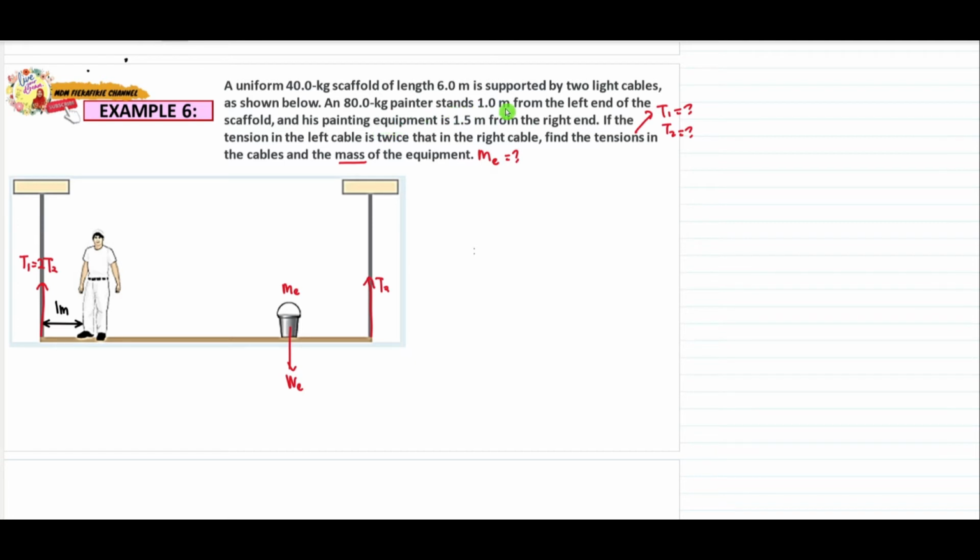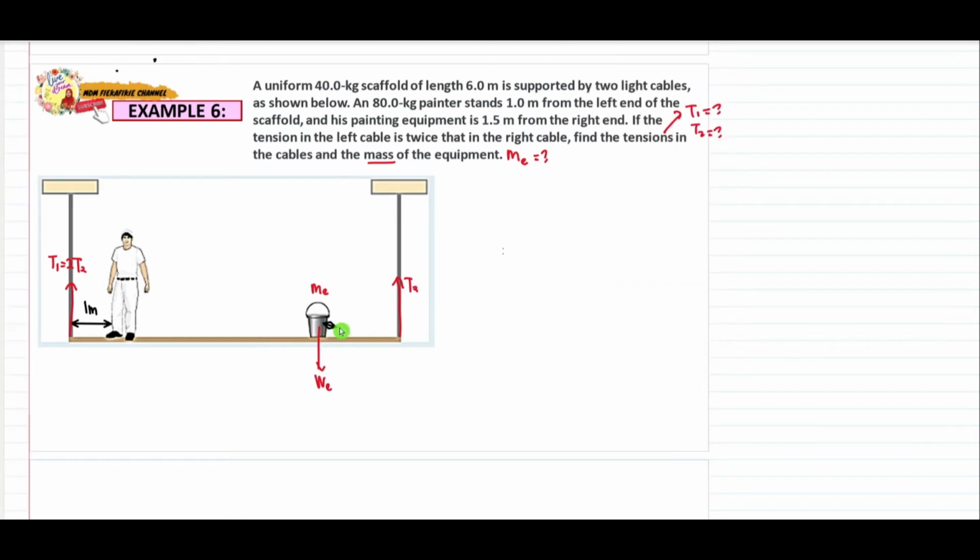Oh, tadi kita tak baca ni. Okay. An 80 kg painter stands 1.0 meter from the left end of the scaffold. And his painting equipment is 1.5 meter from the right end. Okay, jadi saya akan label sini ke sini adalah 1.5 meter. Okay, so 1.5 meter. Okay, and then on the scaffold juga kita kena lukis, okay, direction of the weight of the scaffold, which is at the center, okay, of the scaffold.